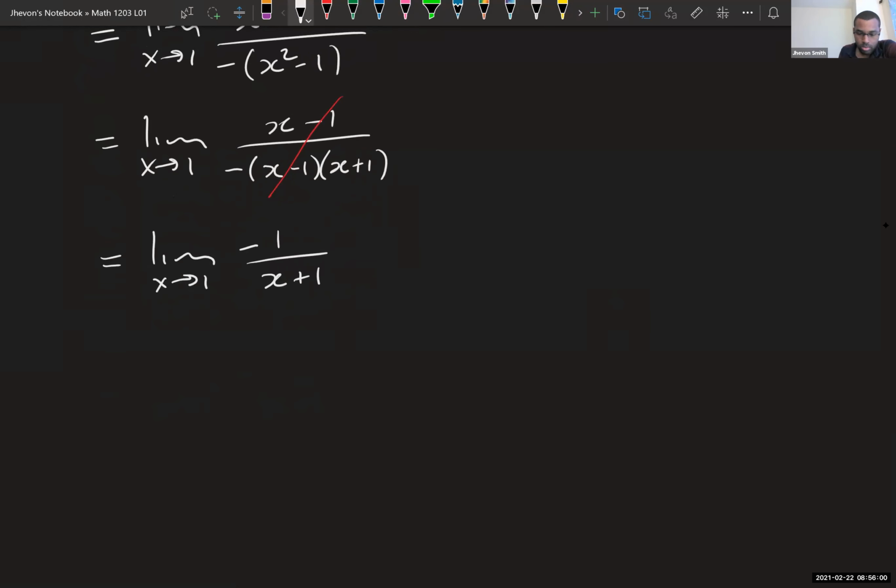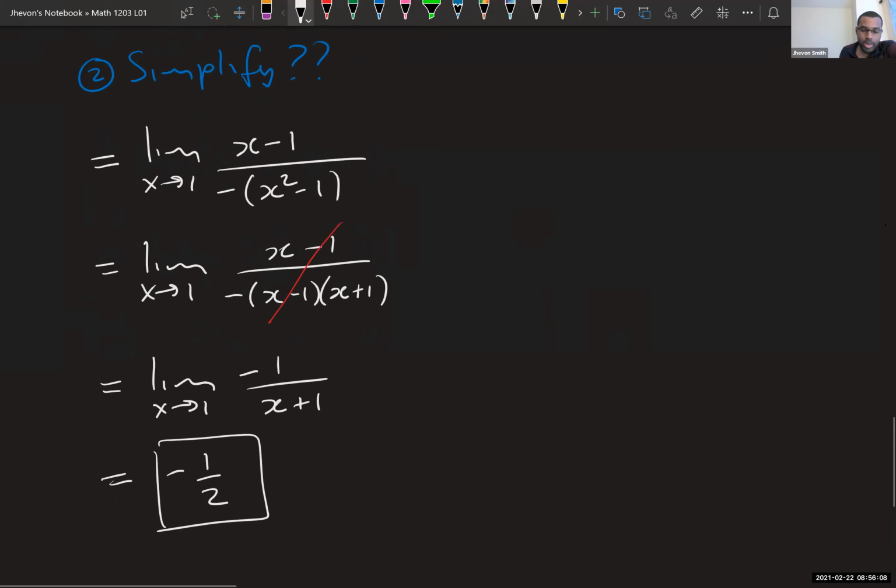And so now what? You plug in the 1. Now we can plug in. That's minus half. Again, notice I keep writing the limit symbol until I actually take the limit. I mentioned this last time, but it's worth repeating. Keep writing the limit symbol until we take the limit.